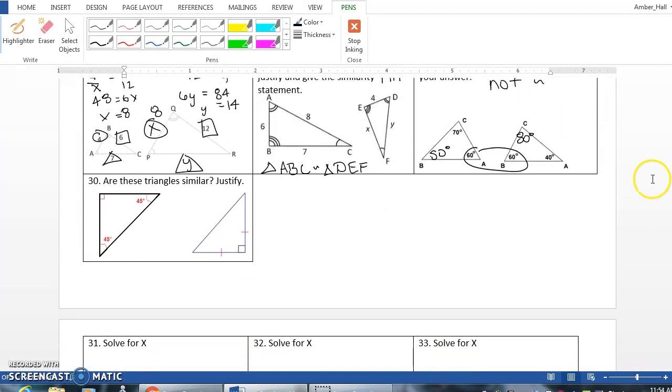Are these triangles similar? Justify. For here we have 90, 45, and 45, and on this side, this is 90 degrees, and it's also an isosceles triangle, which means that the two remaining angles are congruent, therefore they both have to be 45 degrees, and we do in fact have two pairs or two sets of congruent angles. So these triangles are similar by the angle-angle postulate.